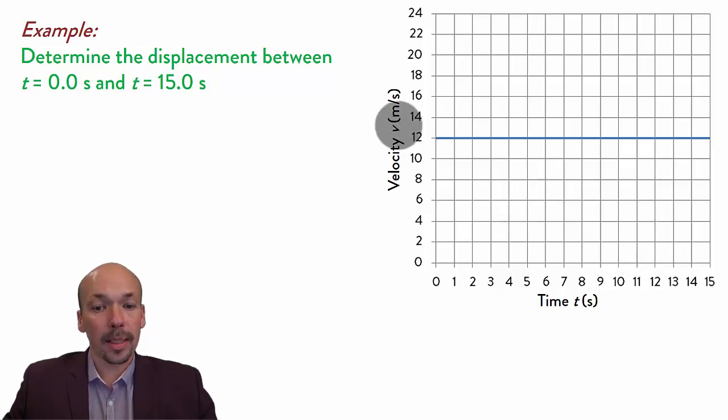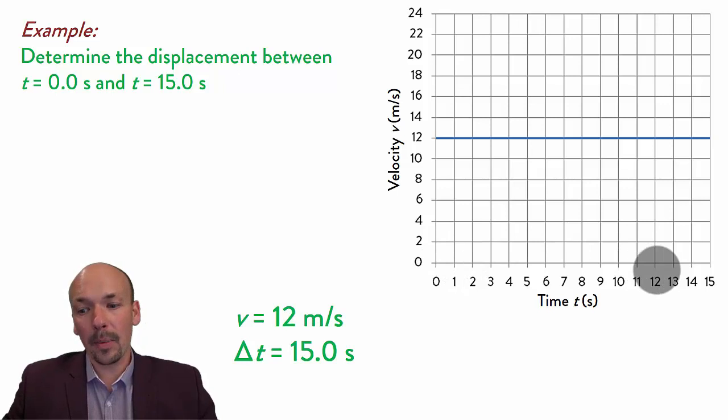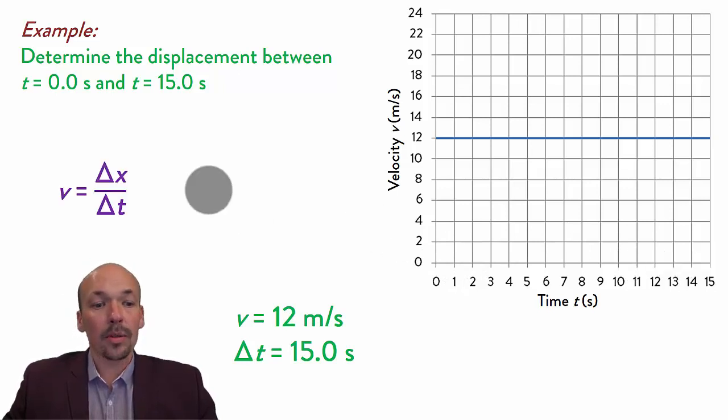We do that by first getting the information out of the graph. We know that the velocity is 12 meters per second and it's constant, so it doesn't matter where on the time axis we look, it's always 12 meters per second. And we know the total time, which is 15 seconds, because we start from 0 and end at 15. Now, to calculate the displacement, delta x, we need to rebuild this equation.